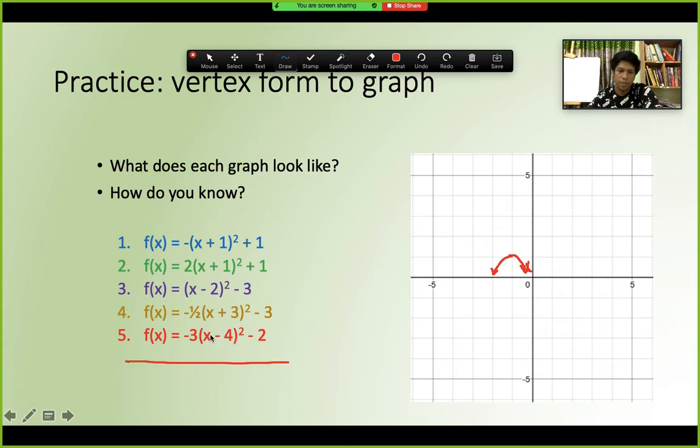So for this minus 4, the graph will go to the plus 4. 1, 2, 3, 4. Okay, here. Then for this minus 2, the graph will come 2 units down. Okay, here. Then for this minus 3, the graph will be down opening, and for this 3, the graph will be a little bit compressed. So the graph will be something like this. It will continue. We can actually extend it.